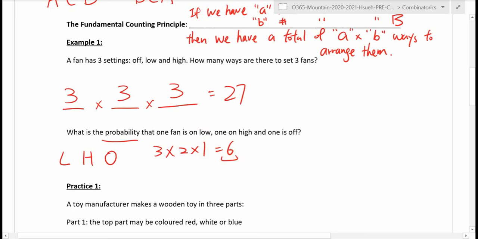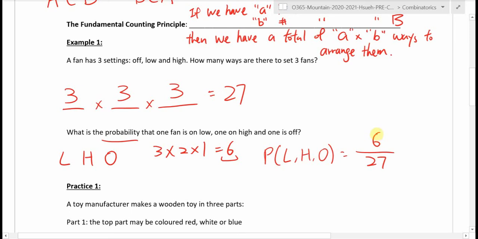So this is the total number of favorable outcomes. Now the probability of low, high, and off is then going to be 6 out of the total number of outcomes, which is 27.